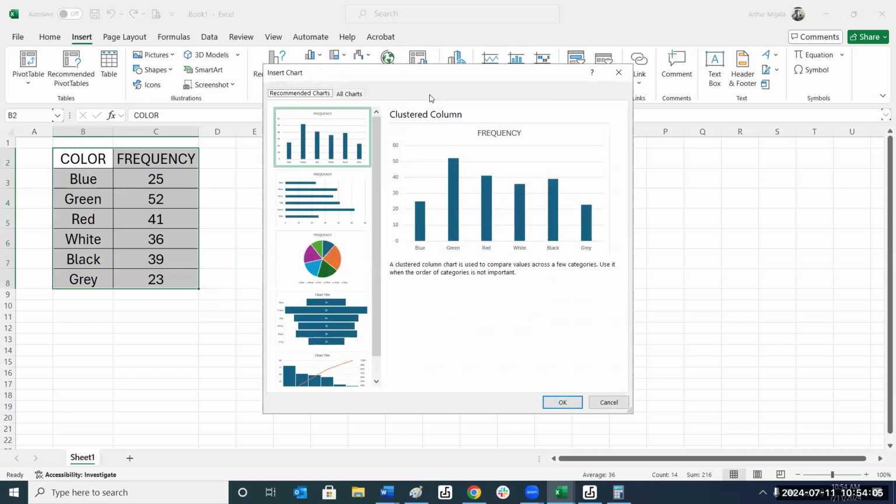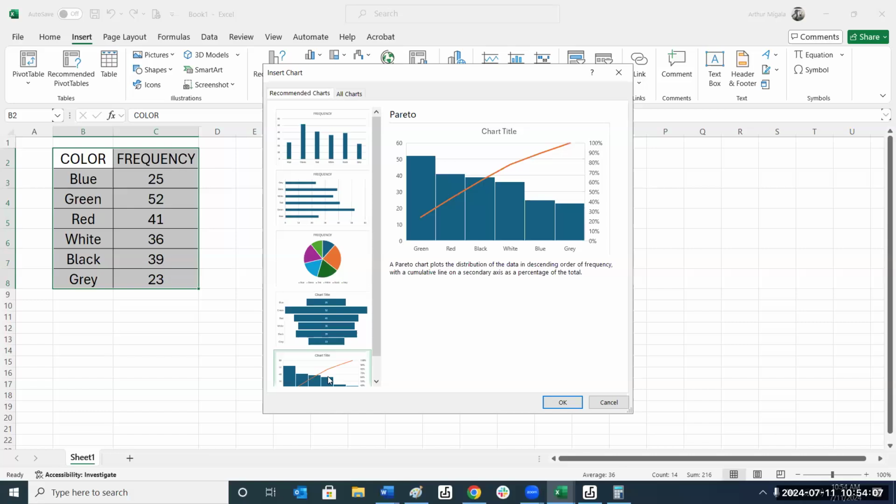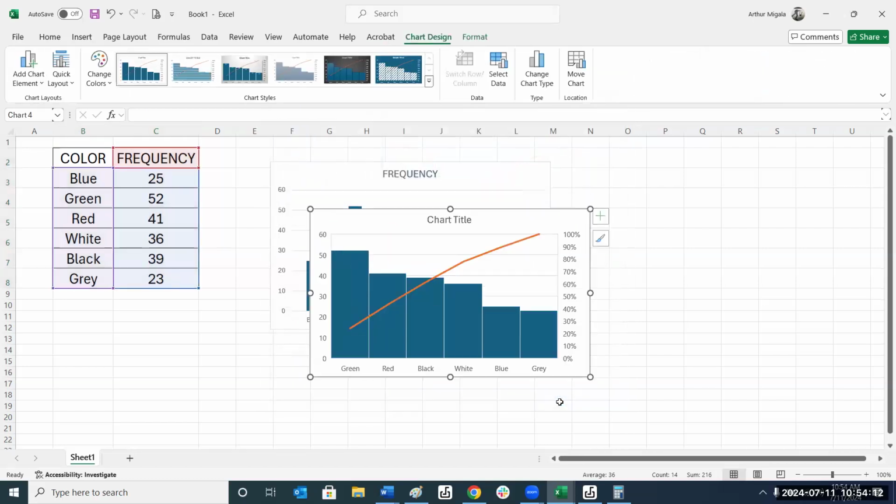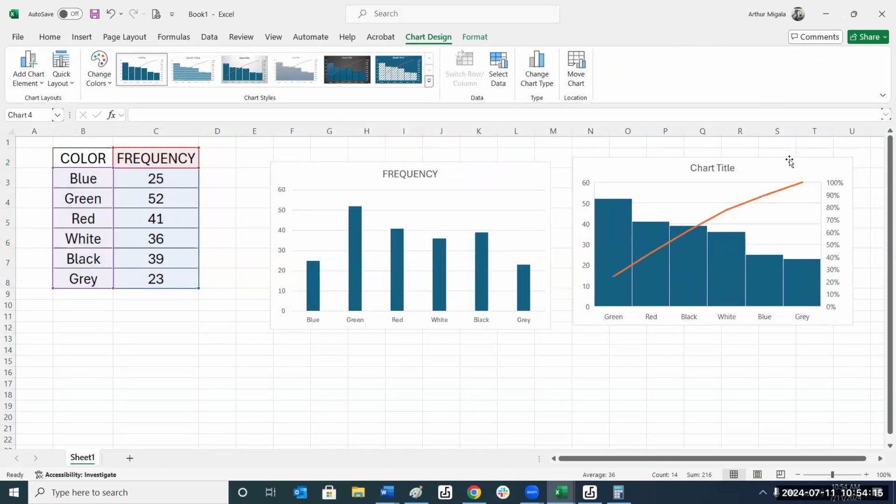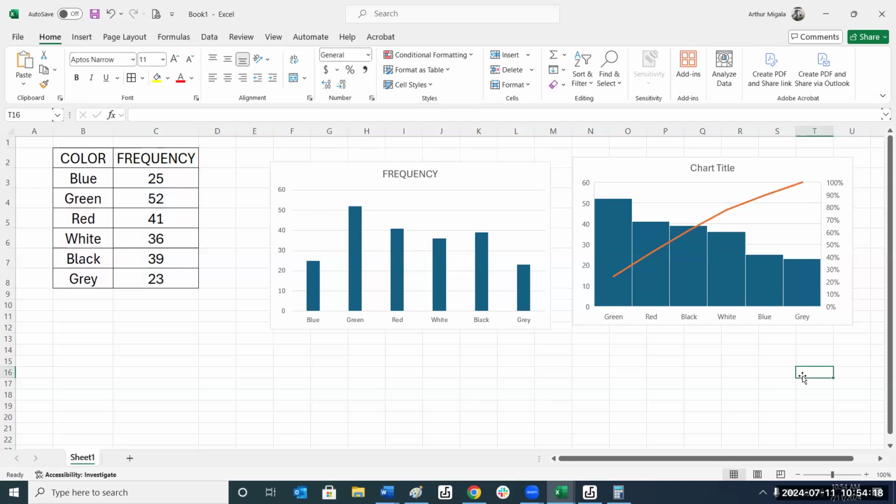Okay, let's look at the Pareto chart. Remember I said earlier about the Pareto chart? It tells us here which one, because again, you read from left to right. You see the biggest one is green, then red, then black, then white. And remember, I said sometimes it's superimposed with the cumulative frequency polygon. So you see that because that tells us it represents 100% of our data.